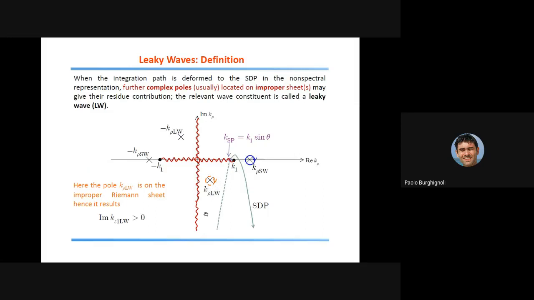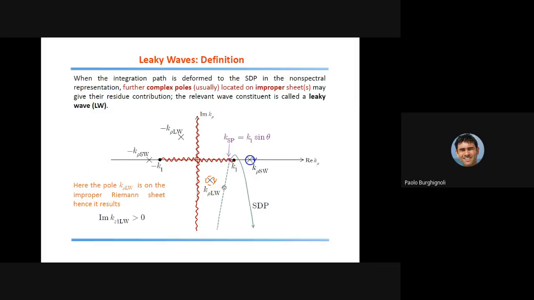Okay, by definition, leaky waves or leaky modes are those residue contributions that come from poles located on the improper Riemann sheets. At least this is what happens in the most common situation in which leaky poles are only improper. It is also possible that leaky poles are proper, but we will not discuss this in this course. So as far as simple structures like the microstrip structures are concerned, proper poles, those on the top sheet, are surface waves. Improper poles are leaky waves.